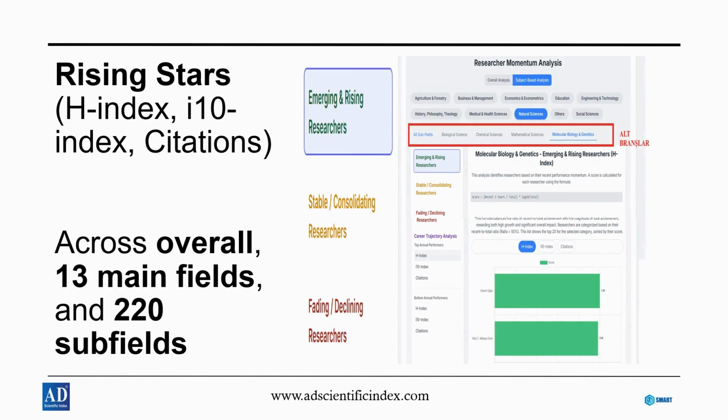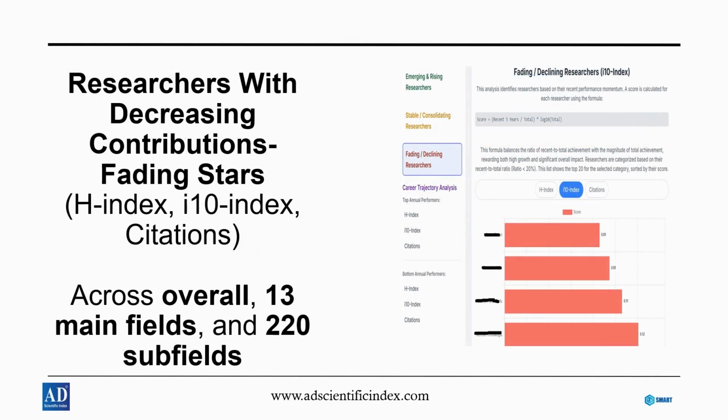Rising stars are identified by analyzing recent momentum in H-index, I-10 index, and citation performance. The system highlights emerging and rising researchers, those who are stable and consolidating, and those whose contributions are declining. These insights are generated across the overall ranking, 13 main scientific fields, and 220 subfields, helping institutions recognize promising talent and track career trajectories.